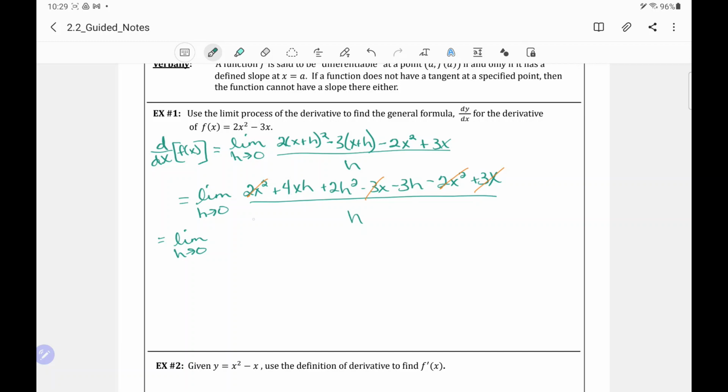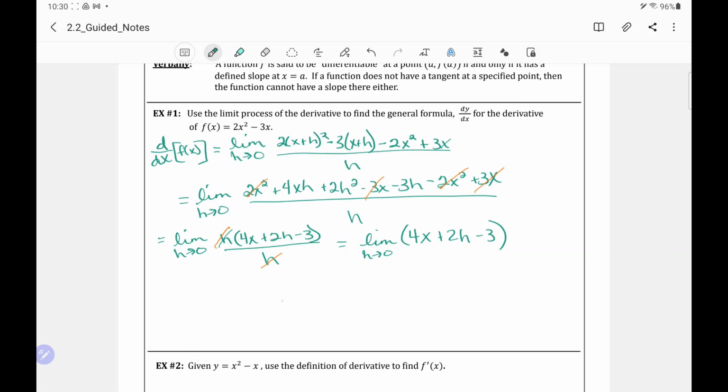So I'm going to go ahead and factor out my h so that we can see it. I've got 4x plus 2h minus 3 all over h. And what's going to happen? We know our h's are going to cancel out. And we're going to be left with the limit as h goes to 0 of 4x plus 2h minus 3.